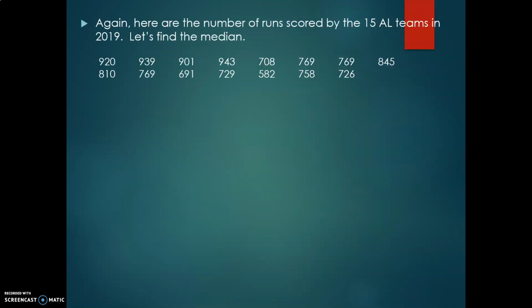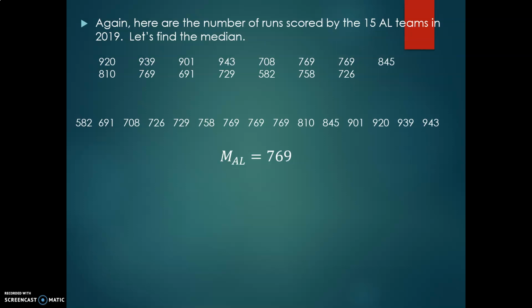So if we go back to those same 15 AL run totals, only now we need to put these in order. So, boom, put them in order from 582 up to 943. Sadly and unfortunately, I'm pretty sure that 582 is my lowly Tigers. But if we count across, we have 1, 2, 3, 4, 5, 6, 7, 8, because halfway from 1 to 15 would be 7.5, so that'd be the data point 8, and that puts us right at 769.